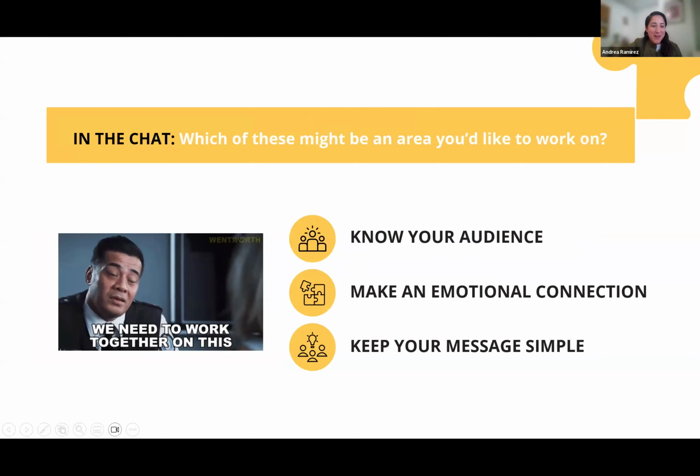So that was a lot of information, and we have plenty more information to go, but I just want to pause here, a little brain break in the chat, reflecting on your own current advocacy messaging. Which of these three key elements is an area you'd like to work on? It could be all of them, it could be one of them. I know personally for me, I might be good at making an emotional connection, but oftentimes I really struggle with getting a point to be short and succinct. So that's something that I'm personally working on.